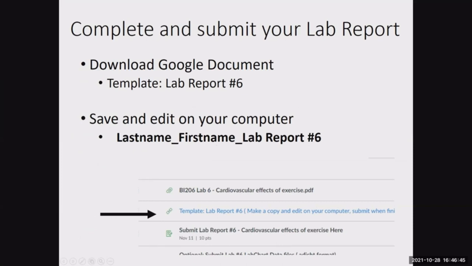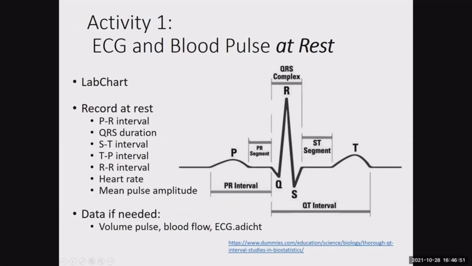So you'll download your template and work on the lab. The first activity is going to be using the LabChart system with a 3-lead ECG. We're going to start out measuring an ECG and blood pulse rate at rest, using the ECG electrodes as well as the pulse transducer. There'll be a chart in which you'll go through and take these measurements. Again, refer to that diagram because it will help you determine where you need to be measuring as you take this data.